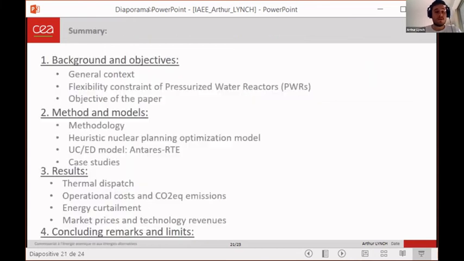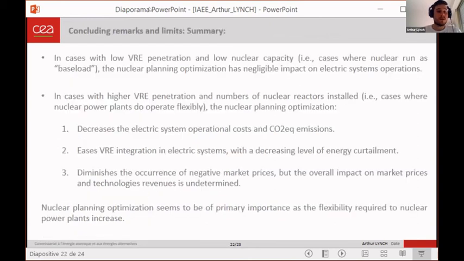So if we try to have some conclusion on the result, what are the main results of the paper? The first main result, and I think this is really important to remind, is that nuclear planning optimization has negligible impact on electric system operation in cases with low variable renewable penetration and low nuclear capacity. This corresponds to cases where nuclear runs as baseload and nuclear flexibility is not needed.